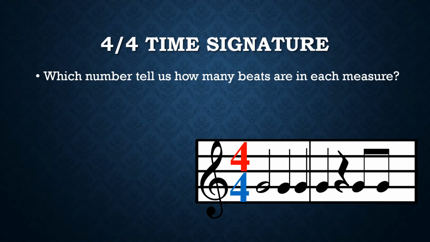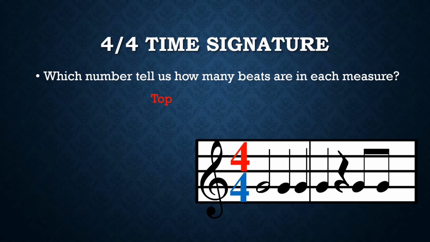Let's move on to 4/4 time signature. Which number tells us how many beats are in each measure? Is it the top number or the bottom number? It's the top one. So 4 beats are needed for each measure in 4/4 time. We are still using the quarter note as the count for 1 beat.